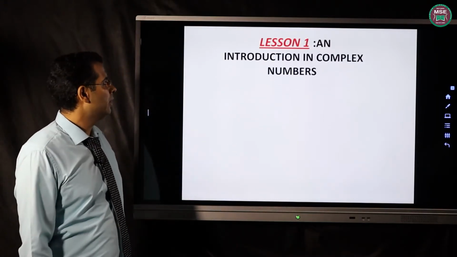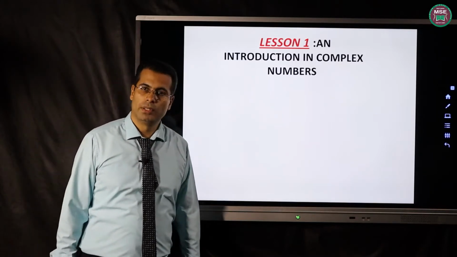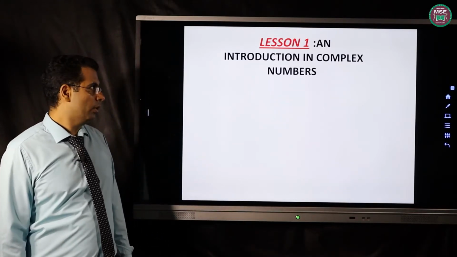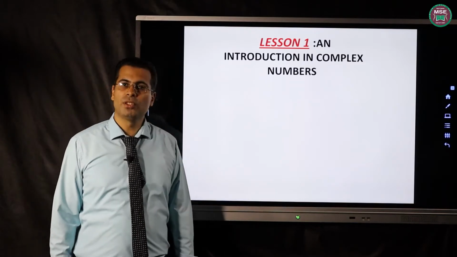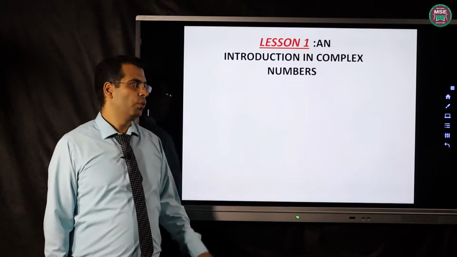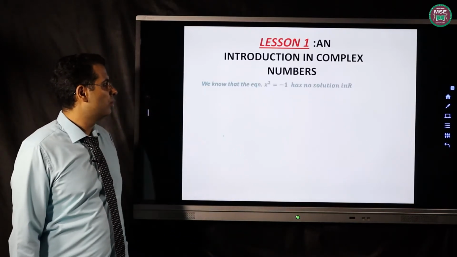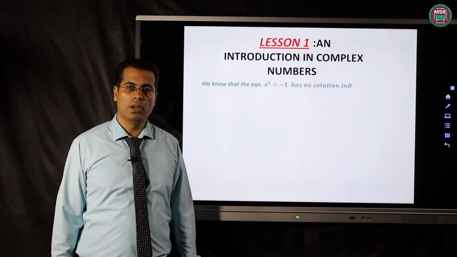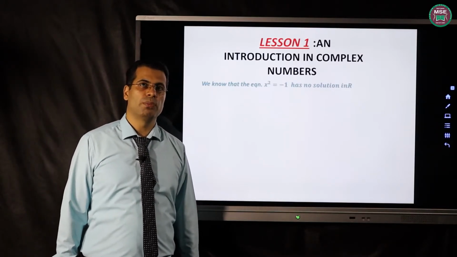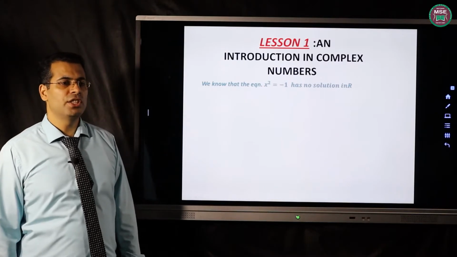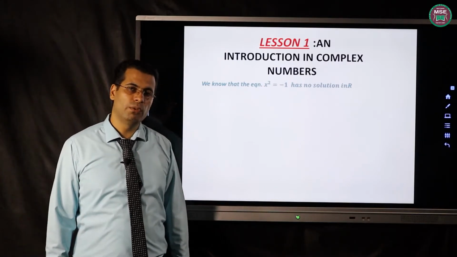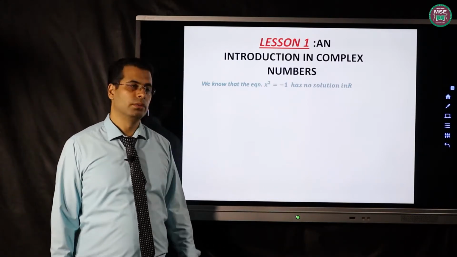Lesson number 1, an introduction to complex numbers. Before studying the complex number, we must know the imaginary number. We know that x power 2 equals negative 1 has no solution in R. Why? Because x here equals positive or negative root of negative 1, and the square root of negative 1 doesn't belong to R.